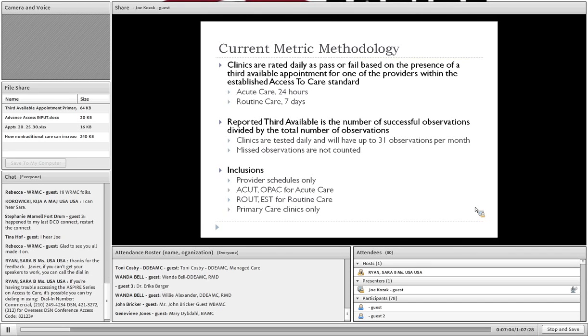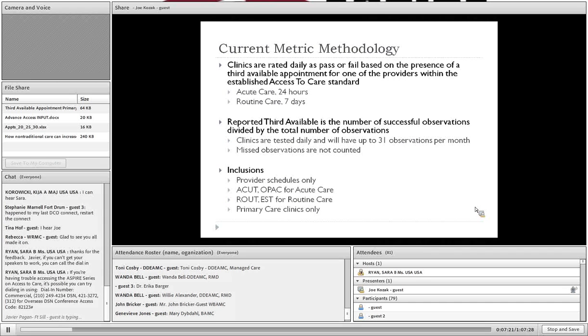So what that means is if you have 4 providers, and I'll be demonstrating this in a minute, that all had 2 open appointments, the clinic would in fact fail because at least one of them did not have 3 open in that access category. That was one of the flaws that the Army presented with the metric, and that's one of the things that's being mitigated now, and I'll be explaining how that's going to happen.